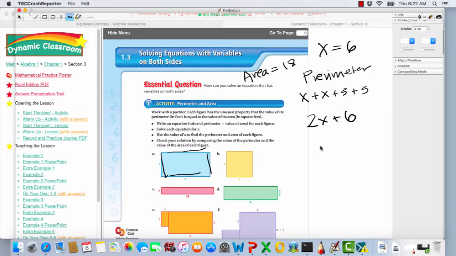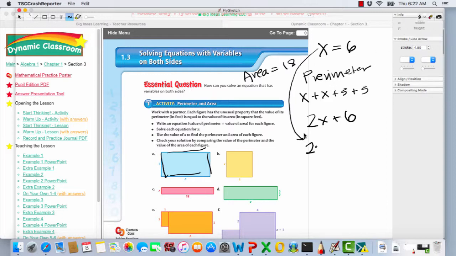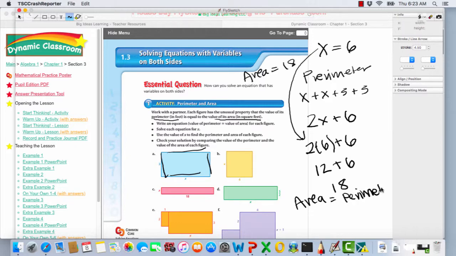Okay, so 2 times 6 plus 6, so we have 12 plus 6 equals 18. Notice that the perimeter is 18 and the area is 18. They said that each figure has the unusual property that the value of its perimeter is equal to the value of its area. So therefore, we have solved this first one correctly because the area is equal to the perimeter. They are both equal to 18. All right.